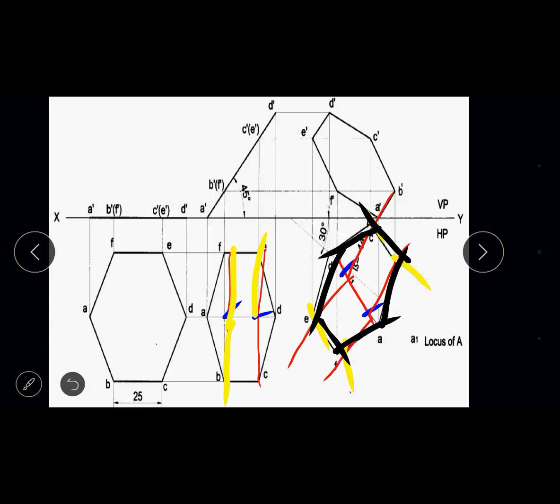and get the final top view of the hexagon. If you have no doubt in this, I will proceed with the next step. If you have any doubt, you can activate your audio and ask a question.